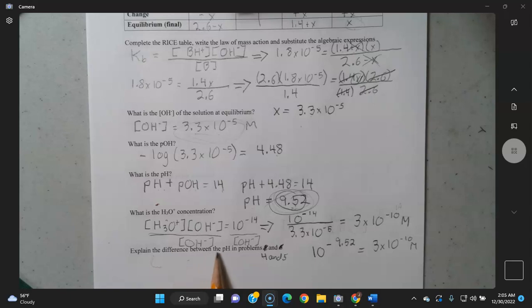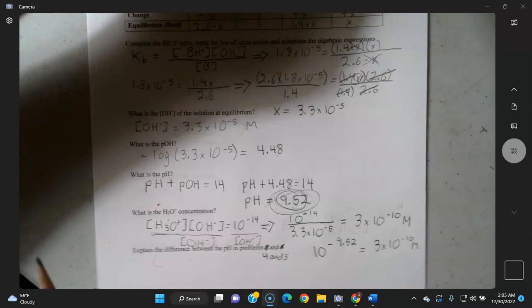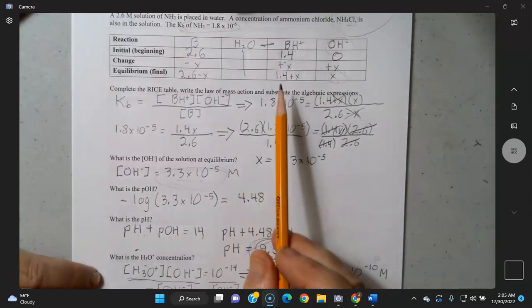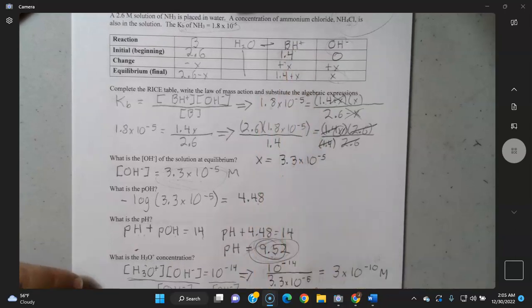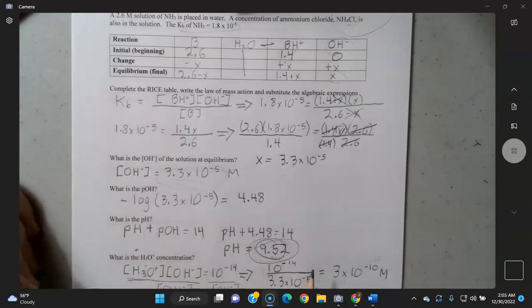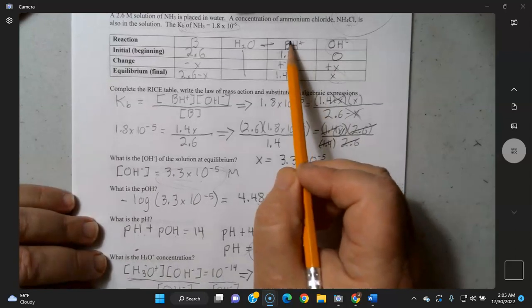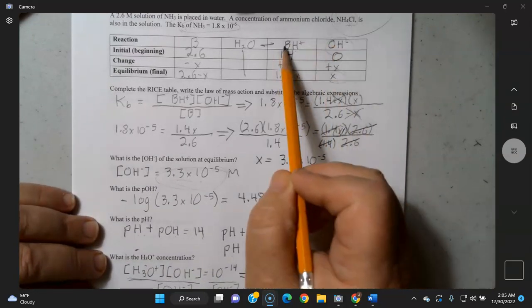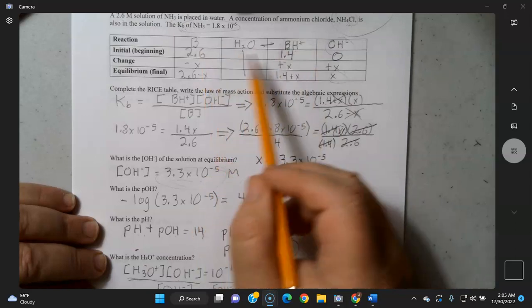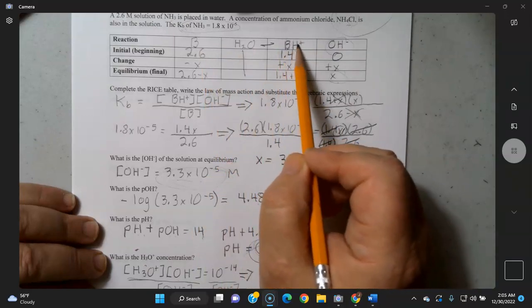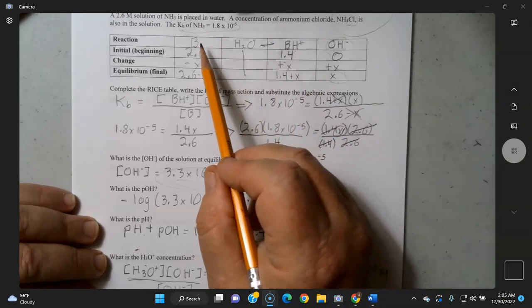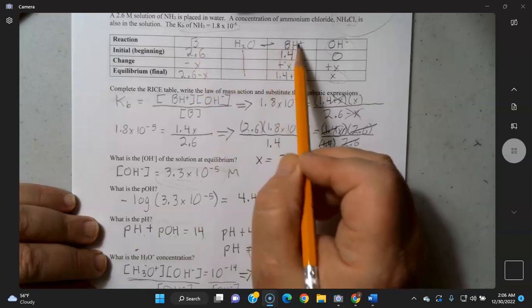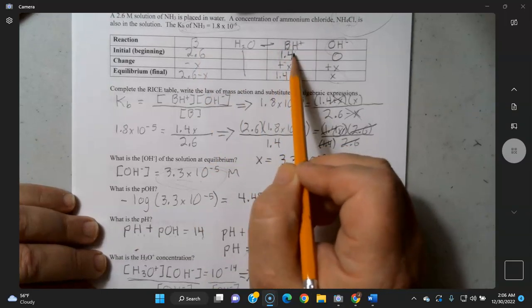Okay, now explain the difference between the pH in problems 4 and 5. All right, so the pH with the common ion, this is the common ion problem. We already have some of this conjugate acid here. And so what it's going to be is a more acidic solution. Why? Because you made this room crowded over here, so the reaction's going to want to push backwards. That means it's going to have more of a tendency to want to dissociate this proton and go back to being a base. That's going to make it an acid reaction if it wants to do this more.